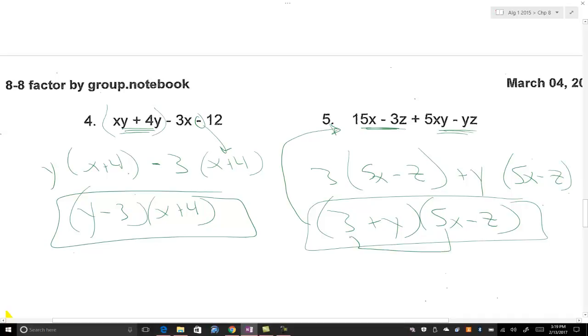Okay, so if we take a quick check here, 15x. My outside is minus 3z. My inside is plus 5xy. And my last is minus zy or yz. So it checks out. So it doesn't matter how complicated it may look. If we end up with the problem as our solution when we FOIL it, then you're doing it right. Not a problem.